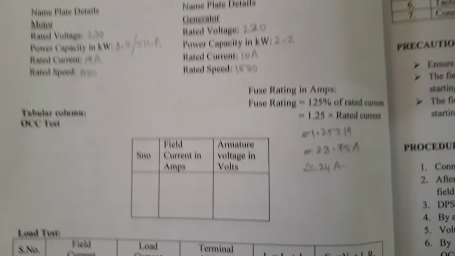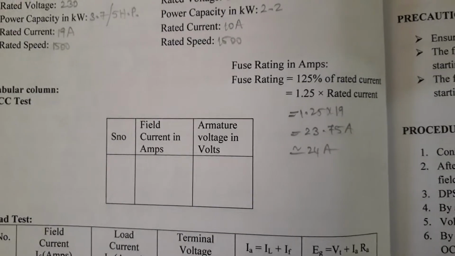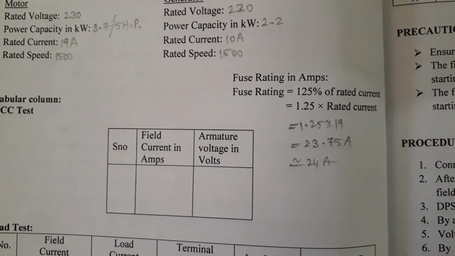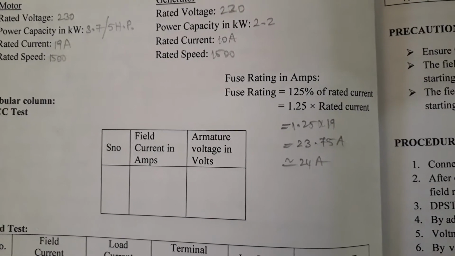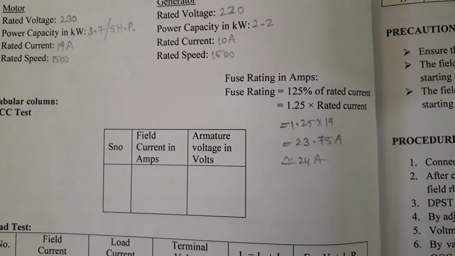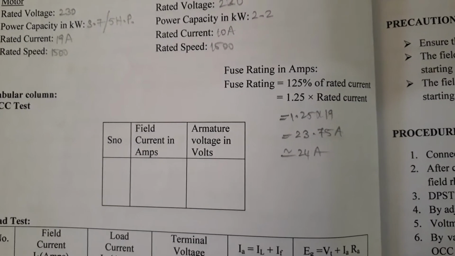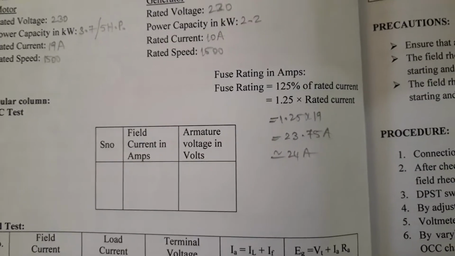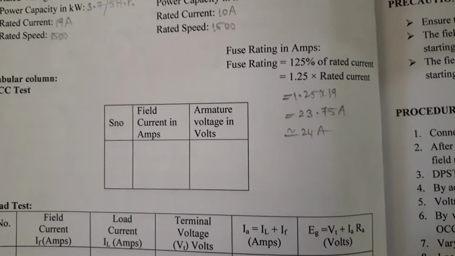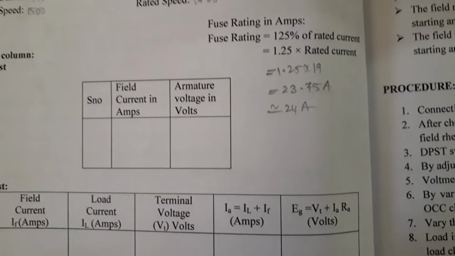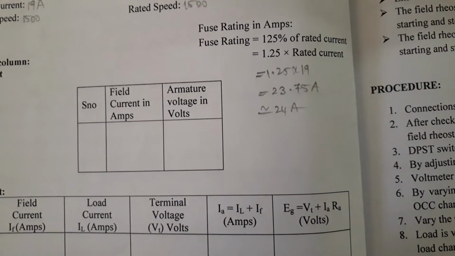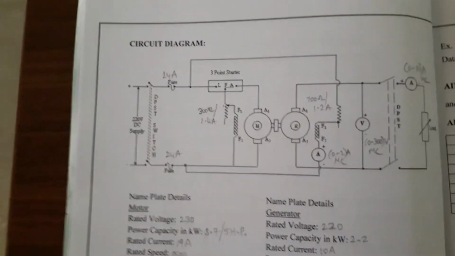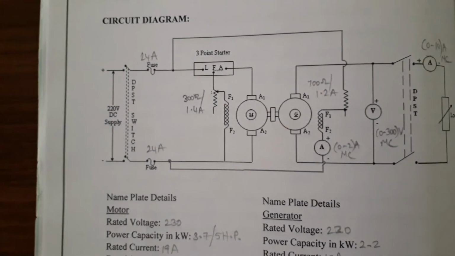Then the fuse rating calculation. The fuse rating is 125 percent of rated current for your load test, so it is 1.25 into rated current. 1.25 into the rated current of 19 amperes for your motor is 23.75 amperes, approximately 24 amperes. Now we will see the circuit connection.